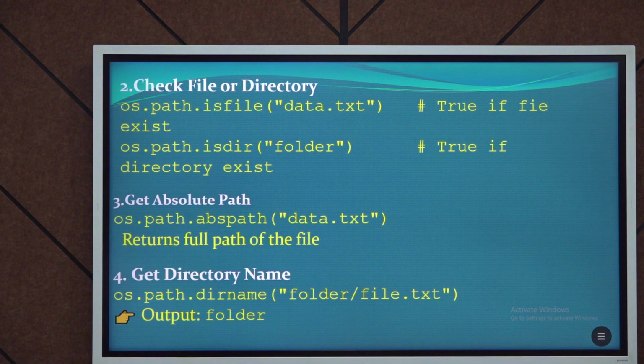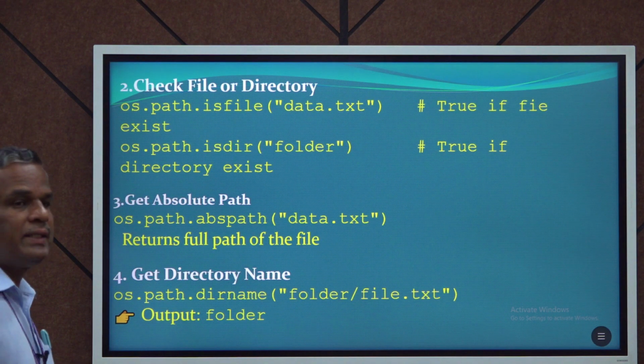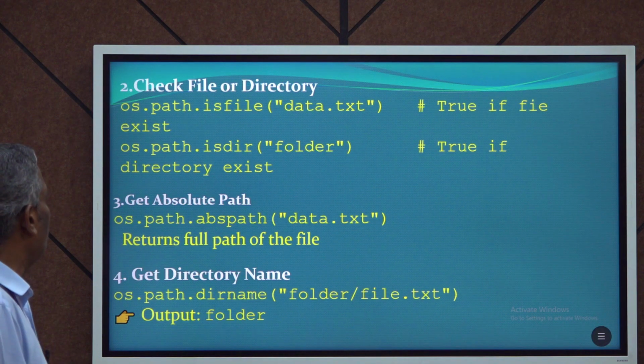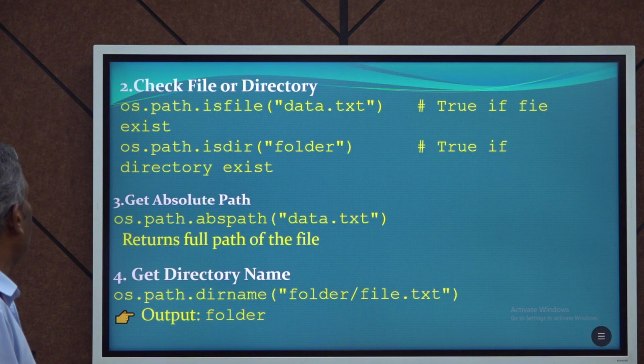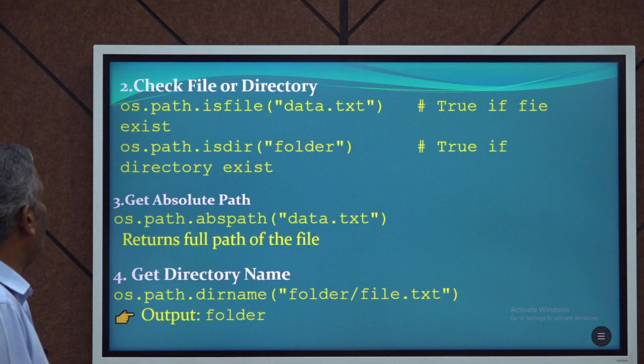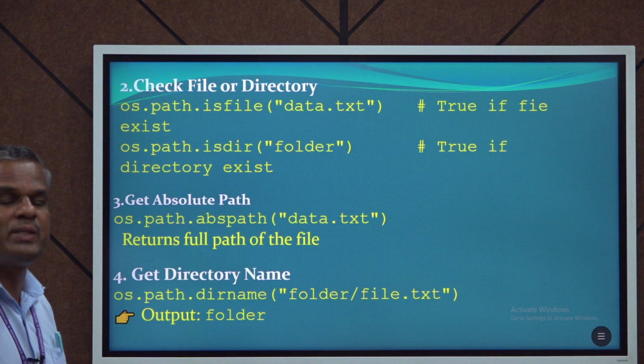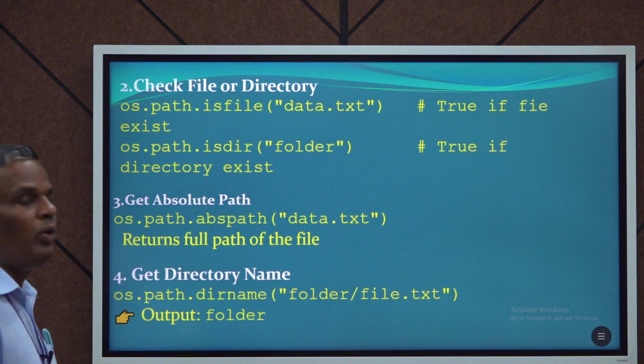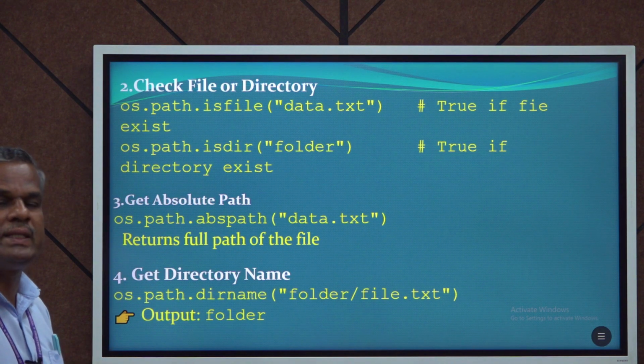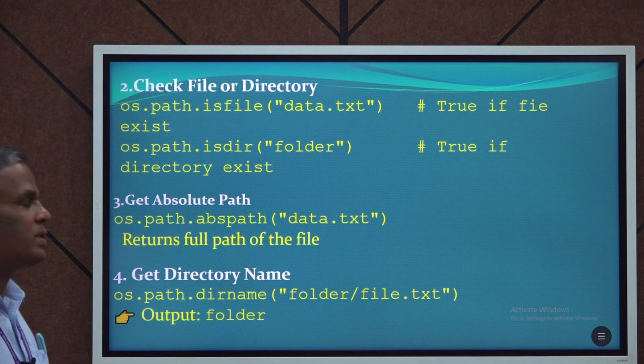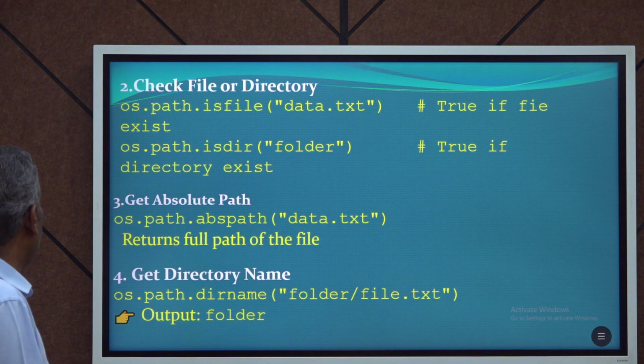So next, check the file or directory. You can also check whether a file or a directory exists, using the command os.path.isfile data.txt. If the file data.txt is available or not, it will give true or false. Then os.path.isdir folder will check whether the directory is present or not. If the directory folder is present, it will give true, otherwise it will give false.